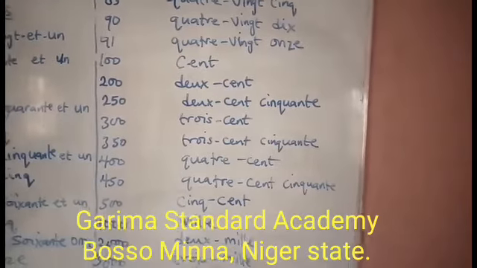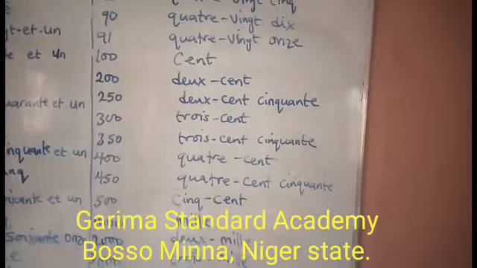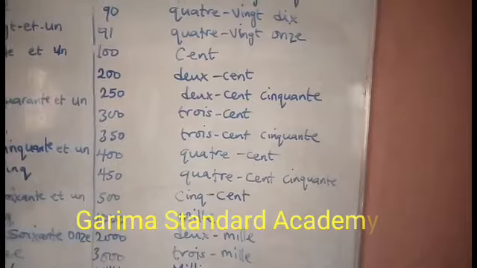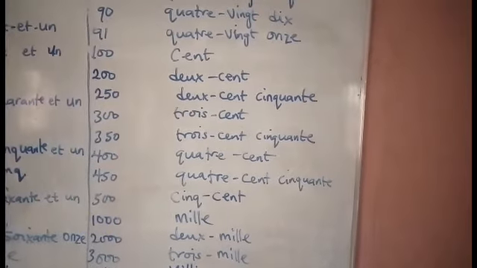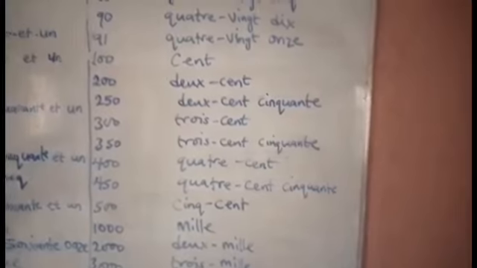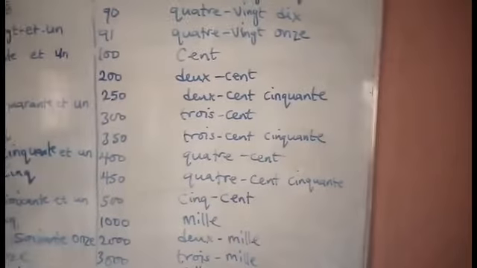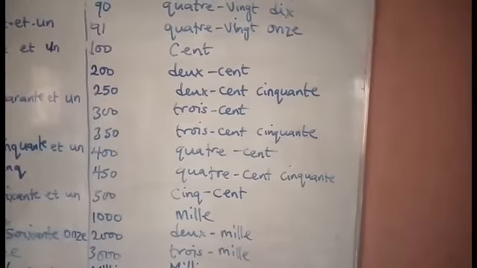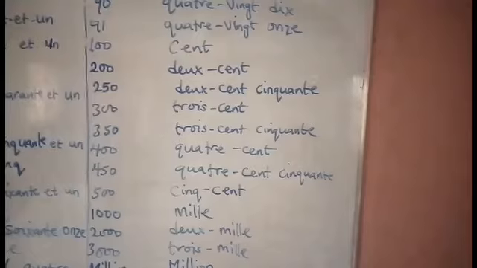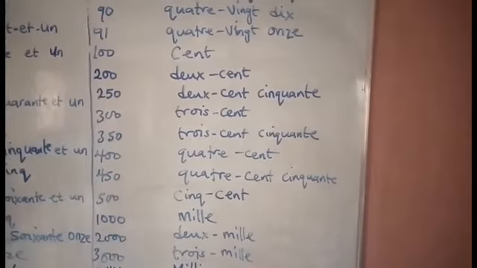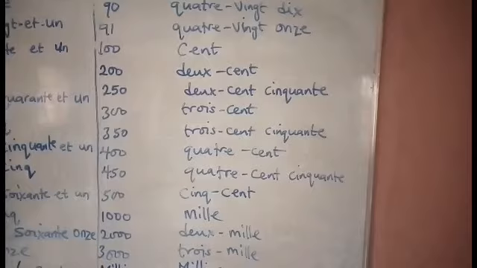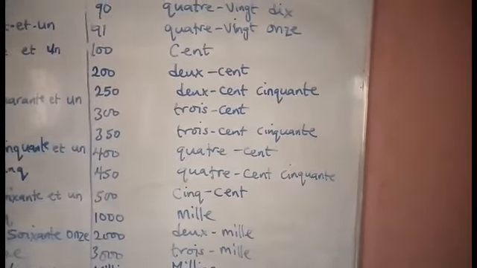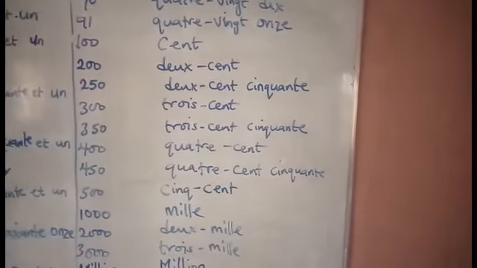200. And now it runs that way. 201, deux cent un, deux cent deux, deux cent trois, till 250. And at 250 we have deux cent cinquante. 250. At 250, it runs the same way as with the 100, okay? When you have deux cent cinquante, then 251, deux cent cinquante et un, it runs that way till 300.